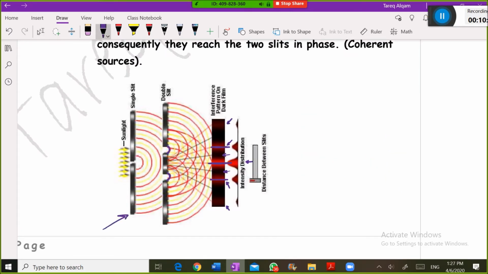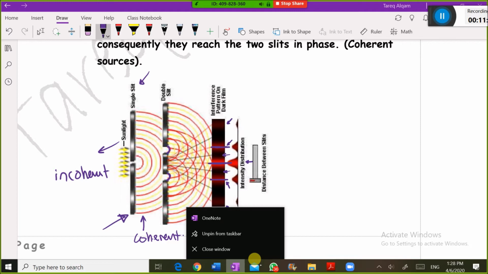Now, if I want something coherent, what will I do? We agreed that sunlight is incoherent. If the sun were coherent, it would be a disaster, we would see dark regions and bright regions. Now the sun is incoherent, but if I use a single slit, what does the single slit do to the light? It makes it coherent. Okay? Then we now have coherent light, and the coherent light reaches the double slit. As a result of that, they will spread out.